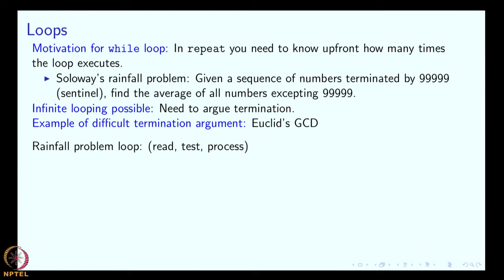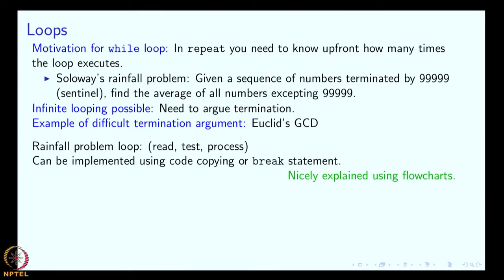Okay, so coming back to the rainfall problem, the rainfall problem loop really is read, test and process. So the test is in the middle, which is typically implemented in two ways, by using code copying or by the break statement. So both of these ways should be talked about. And both of these ways are nicely explained using flowcharts. It is given in the book that we are talking about.